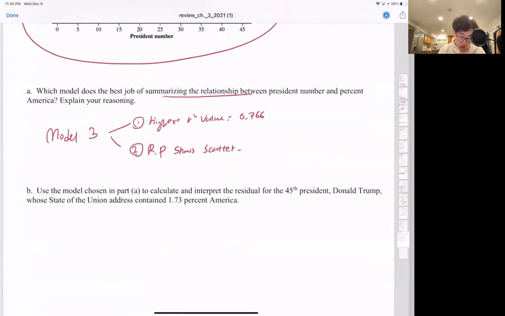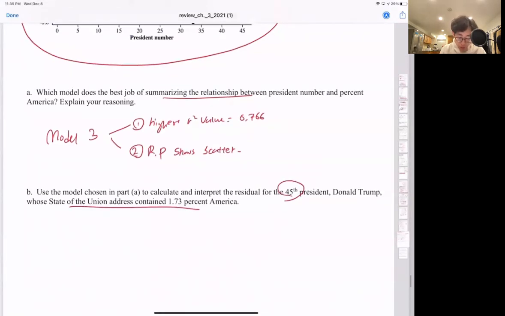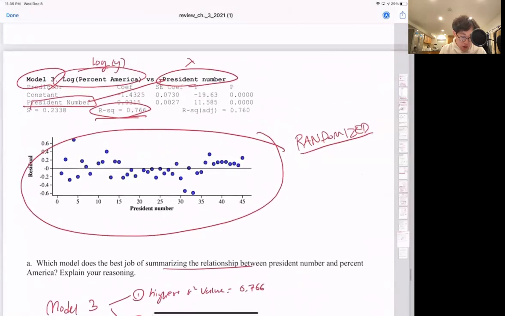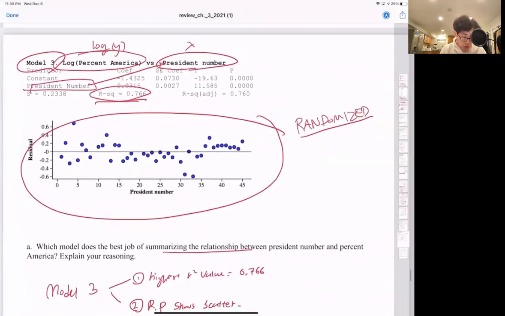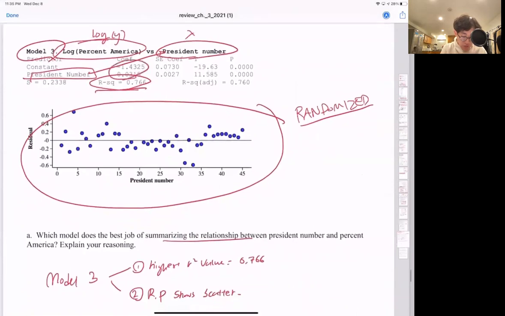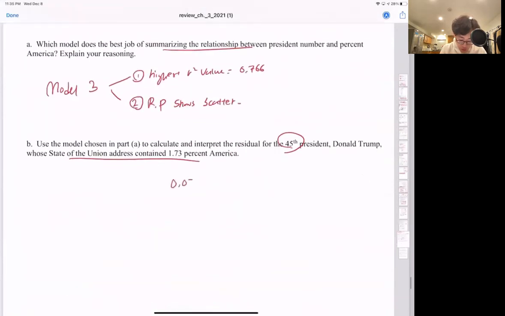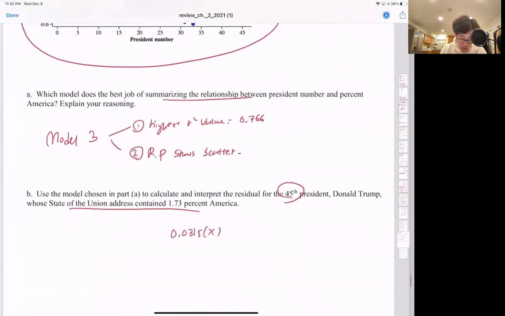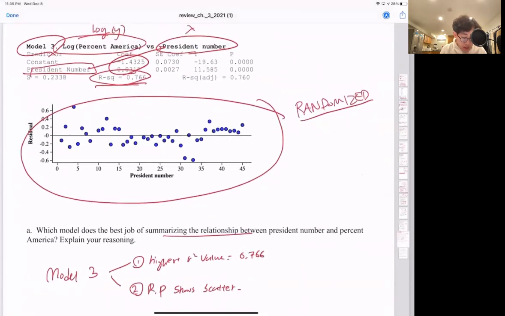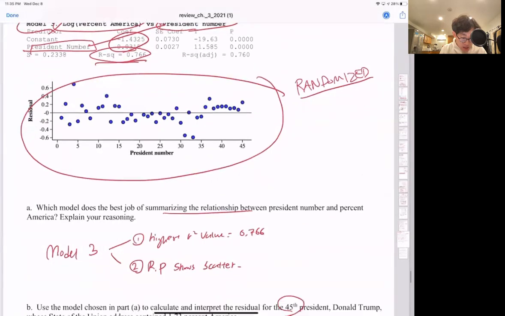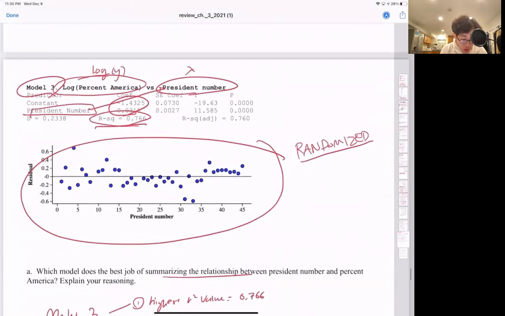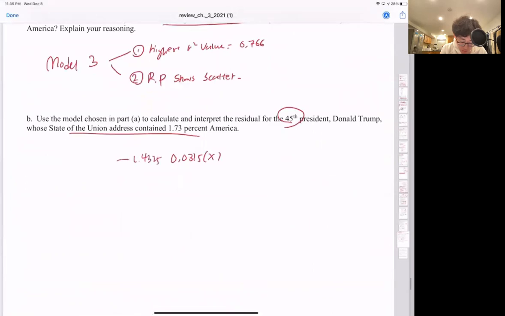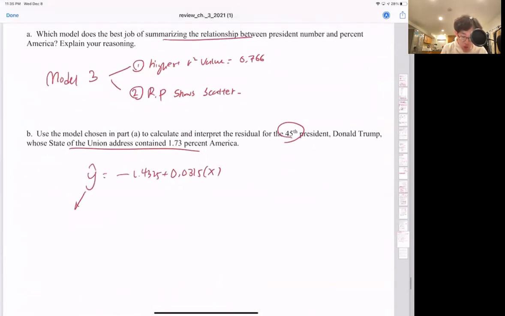Use the model chosen in part A to calculate and interpret the residual for the 45th president, Donald Trump, whose State of the Union address contained 1.73% America. All right, so the equation for this one, we want to say it's these two numbers basically. So the slope is 0.0315, x representing the president number. The constant is minus 1.4325. And so that will be your y hat. Now the y hat represents the percent America, and this is the president number.